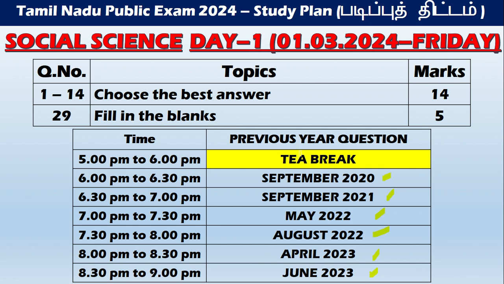So that is very, very important. So with this, the day 1 will get ended by 9 p.m. so that you will be able to score 19 marks on first day itself. This is the plan for the first day, my dear children. So you choose the best answer and fill in the blanks. Put together, you can score 19 marks in your public examination. So this is the plan for the one day. Let us go to the second day.